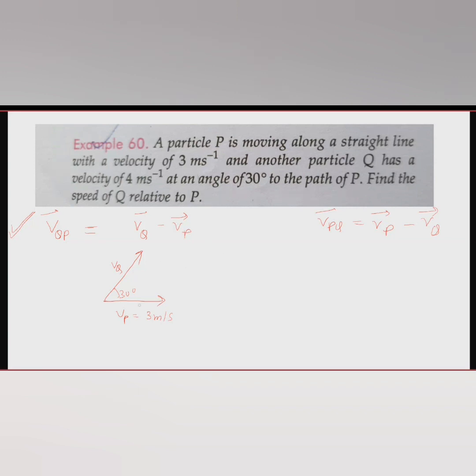So VQP will be the resultant of VQ and negative of VP. So negative of VP would be this side. This would be minus VP. Okay? So now what would be this angle? Ma'am, it is 150 minus 30. Yes, so this is 150 degrees. So this is the only part of the question which you need to pay attention to. When you're solving the question, you will not take the angle as 30 degrees, but you will take the angle as 150 degrees.